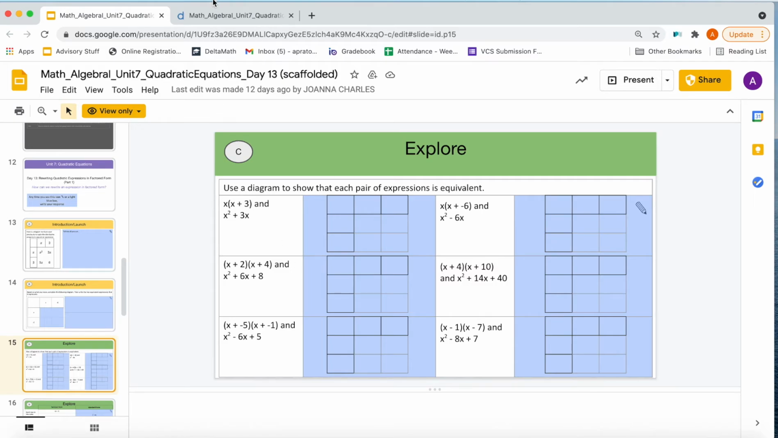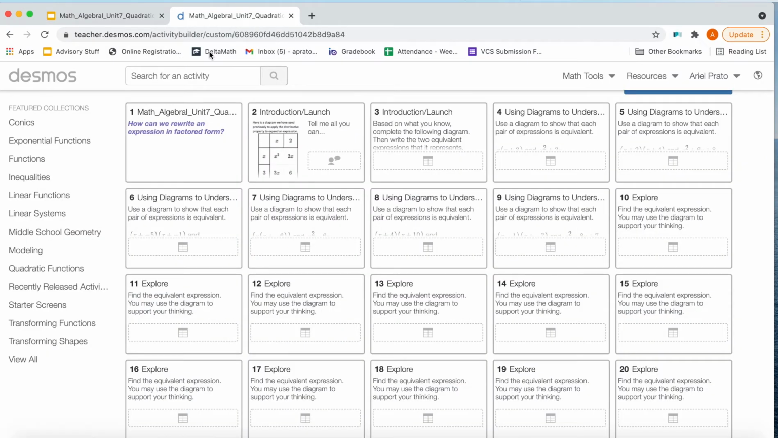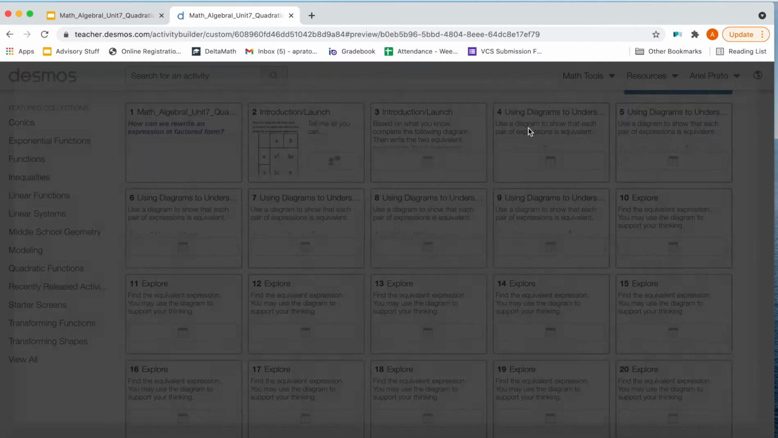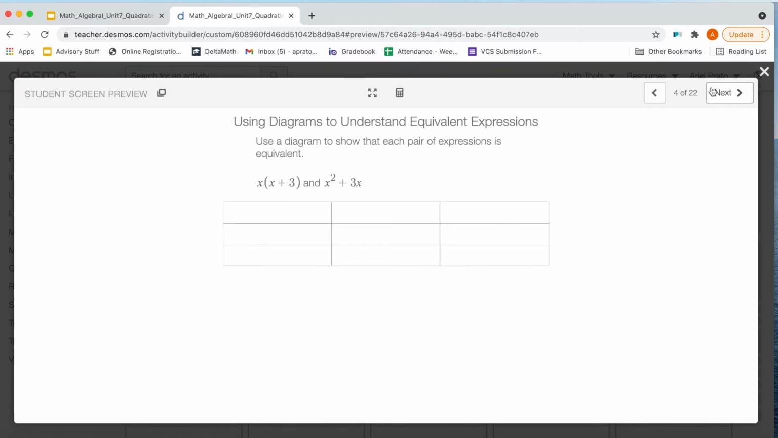So I created this lesson on Desmos as a way to facilitate the conversation and give students the opportunity to show their work. And so the launch is in here, and the next few slides are in here just showing how they can use diagrams to show the expressions are equivalent.